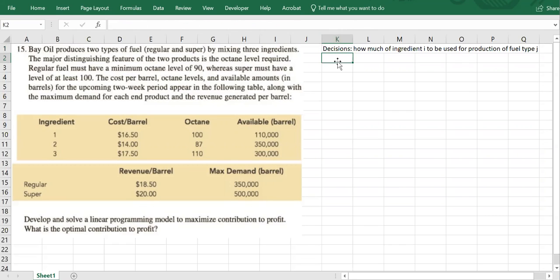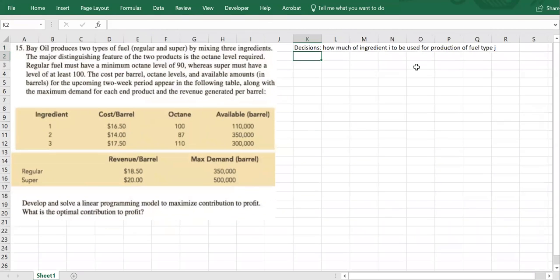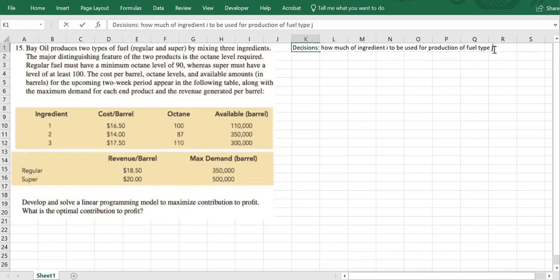And I'm going to call this Xij. So Xij is the amount of ingredient I to be used for production of fuel type J. And J can be either R, regular, or I'm going to go with 1 and 2, 1 for regular and 2 for super. So that's the decision that they have to make. And the objective function would be to maximize profit.